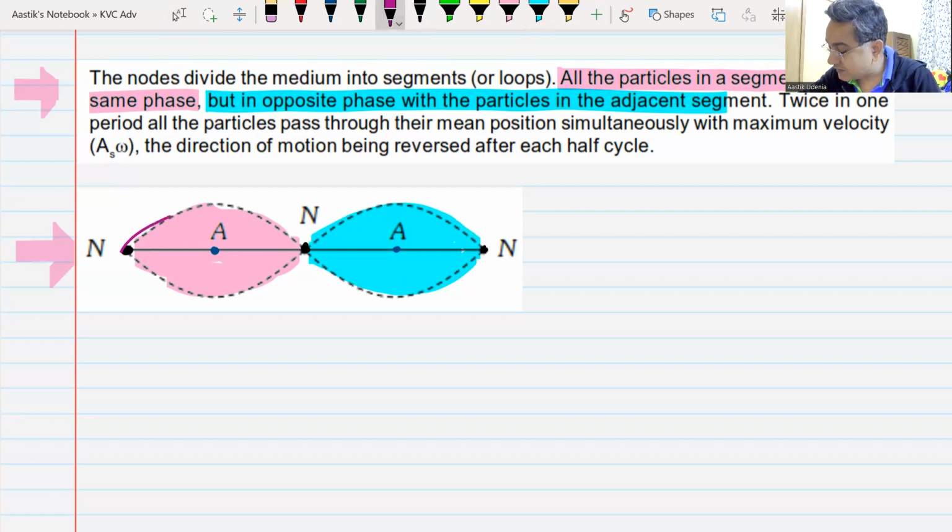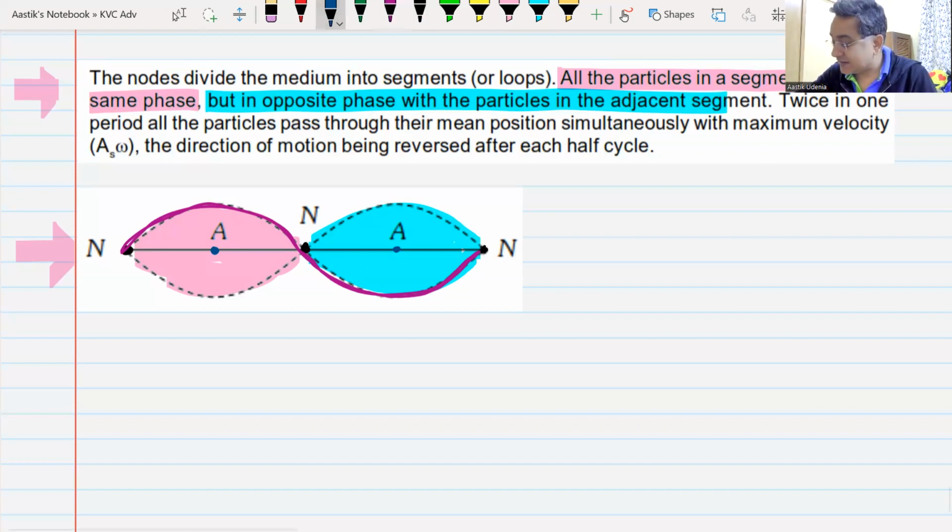The first instant, the wave is like this. This is the first instant where the snapshot of the wave is taken, where particles on the left of the node are at their maximum positive positions. Do we understand this? Yes, sir. But the particles on the right of the node, the blue side particles, are at their maximum displacement, but on the negative side. So that is the first snapshot that has been taken. Do we understand this? Yes, sir.